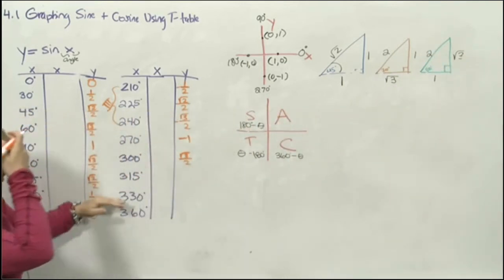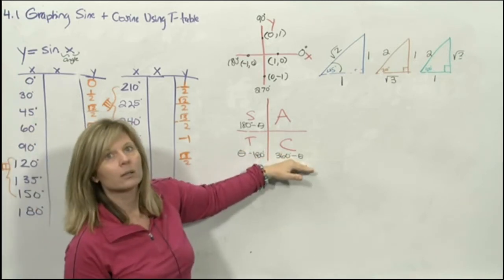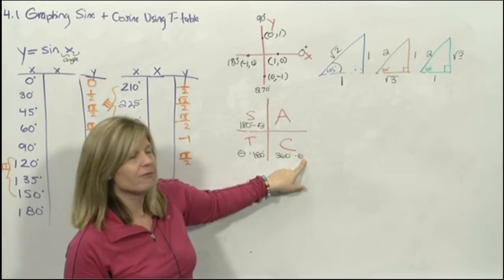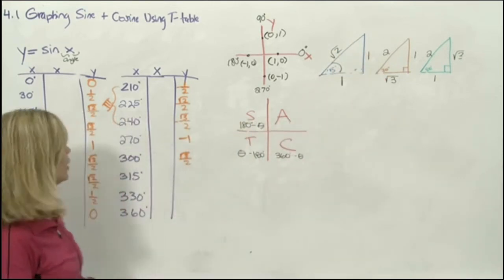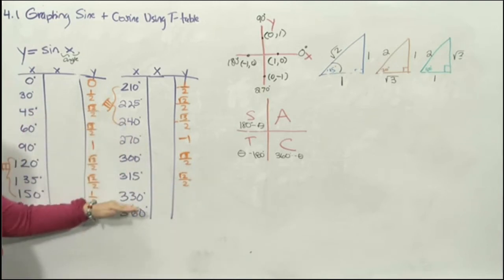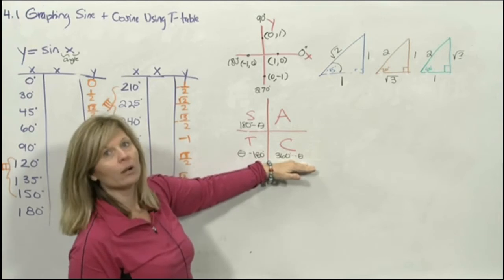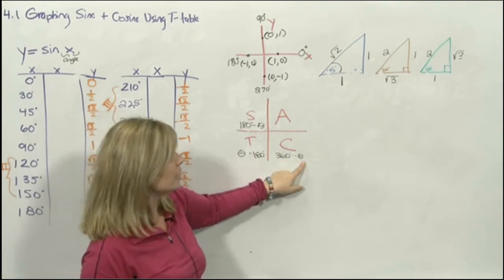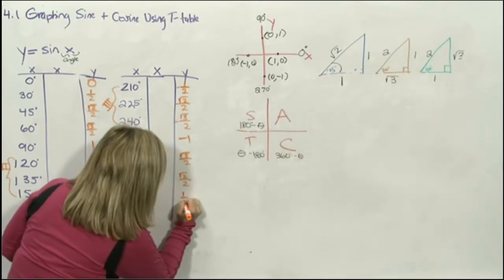The sine of 315 is in quadrant 4. 360 minus 315 is 45. 45 is y over r. We don't write 1 over square root of 2. We write square root of 2 over 2. 330 is in quadrant 4. 360 minus 330 would be 30. The sine of 30, y over r, is a half.